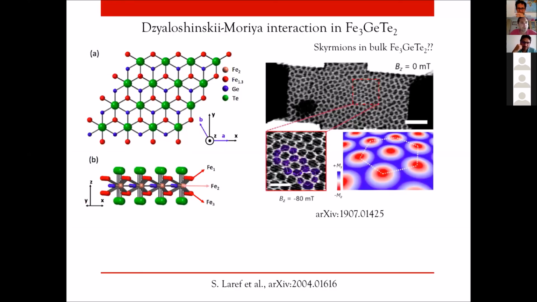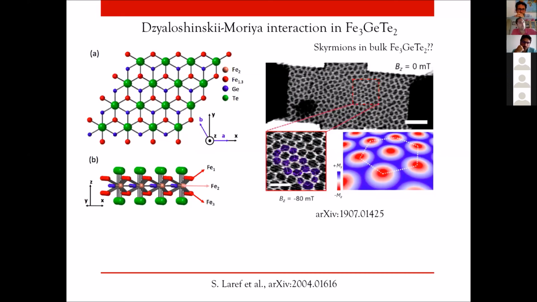I'm pretty sure you're all aware of the recent results. I'm just showing one of them that reports the observation of skyrmion lattices in the iron 3 germanium tellurium 2 bulk system. These are van der Waals materials, so you have layers of this iron germanium tellurium system. We have been trying to understand where those skyrmions are coming from, because they look like Néel-type skyrmions, if I'm not mistaken. We really didn't get why you could get those kind of skyrmions in such thick materials.